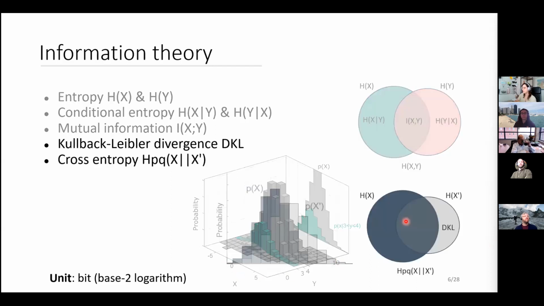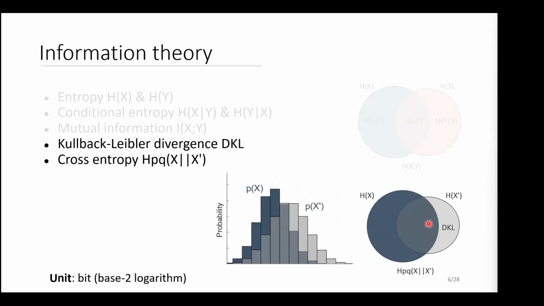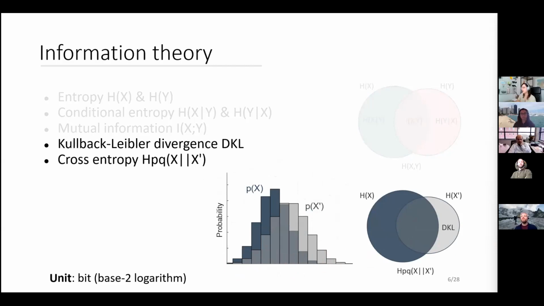Another concept used here is the Kullback-Leibler divergence, which helps us compare how different two distributions are. It takes into consideration both their position on the axis and the spread. And the cross entropy, which we will see in the first section of this presentation, is basically the sum of the uncertainty of our reference distribution, let's say X, and the divergence between what we are comparing.